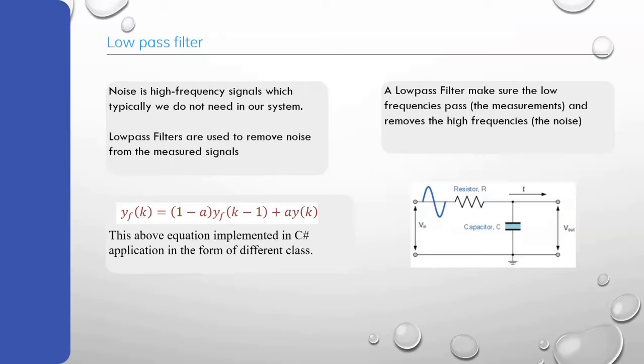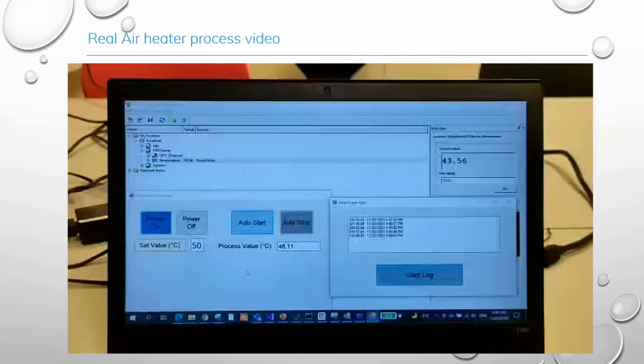In another option, which I didn't use, we can also use an RC circuit before giving the control signals to the air heater. So this is one of the options you can use. And here this is how I'm using my real air heater.